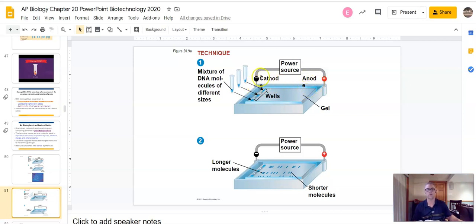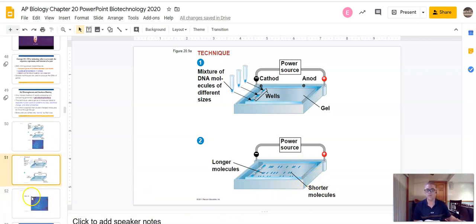So the power source runs a current from this end towards this end, and it runs from negative to positive. And the idea is the DNA molecule will progress towards the positive end of the chamber because of the charge associated with the molecule. So the slight negative charge is going to be attracted towards the positive.